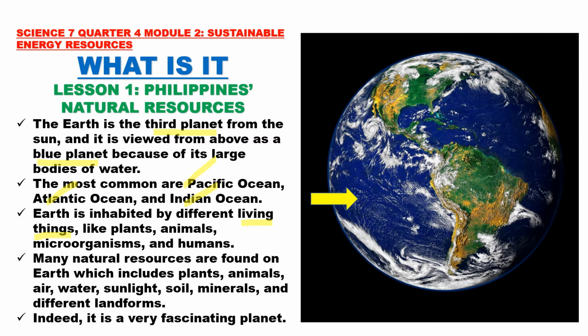What makes the Earth habitable? It is the right distance from the sun, it is protected from harmful solar radiation by its magnetic field, it is kept warm by an insulating atmosphere, and it has the right chemical ingredients for life, including water and carbon. Many natural resources are found on Earth, which includes plants, animals, air, water, sunlight, soil, minerals, and different landforms. Indeed, it is a very fascinating planet.